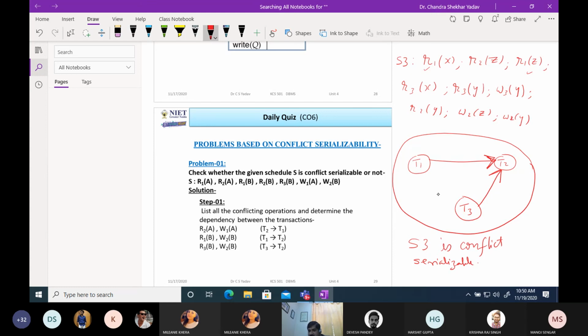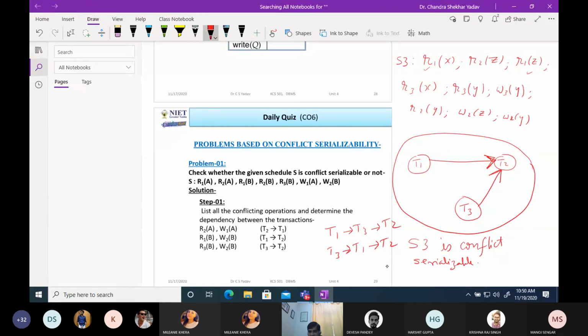And the equivalent serial schedule. Please let me know the equivalent serial schedule. Through this graph, there will be two serial schedules. One is T1, T3, T2 and another one is T3, T1, T2. Why? There is no dependency between T1 and T3. Any one we can execute first.